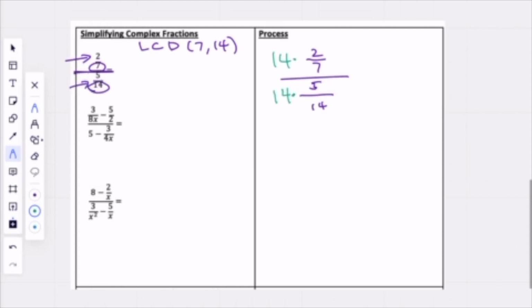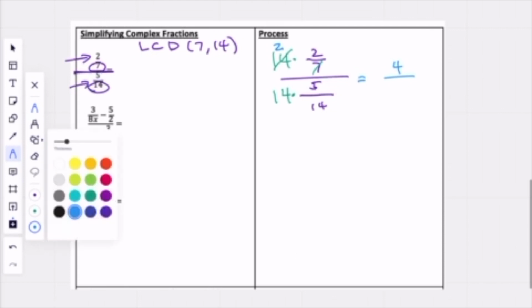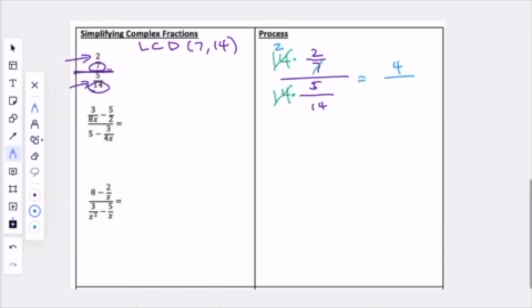Notice that this 14 is really like in a numerator, so I can simplify this. 14 over 7 is the same as 2 over 1, so this just becomes a 2, and the whole numerator simplifies to a 4. And notice in the denominator, we have a 14 over 14, and so those divide out, and I'm just left with 5. And so this whole thing simplifies to just 4 over 5.